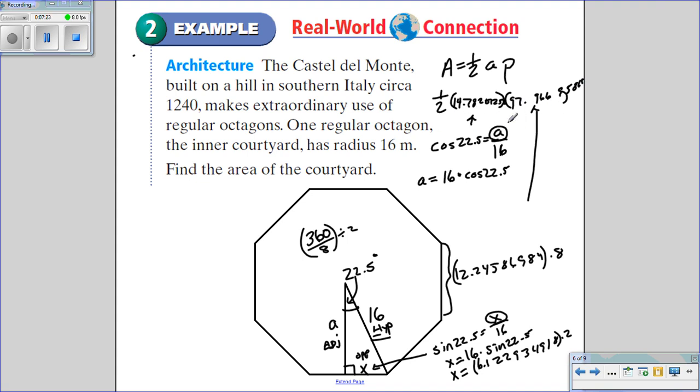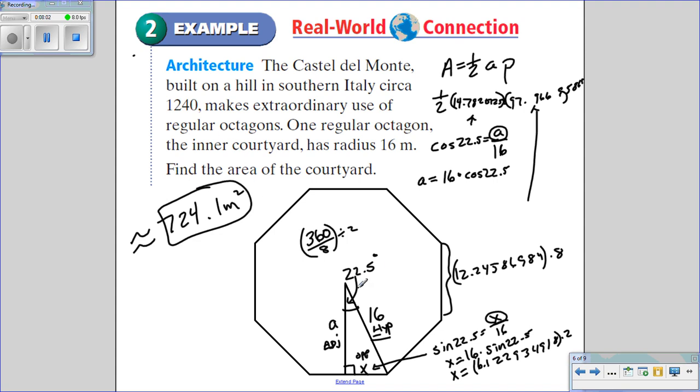Okay, now I have all the information. We have some pretty long decimals. You're going to have to type in some numbers here, but now I have the information I need. So I'm going to take that perimeter, multiply that by the apothem, and then divide it by 2. And our final answer for the area is approximately 724.1, and this would be meters squared.